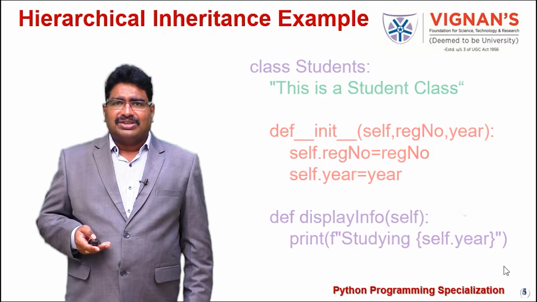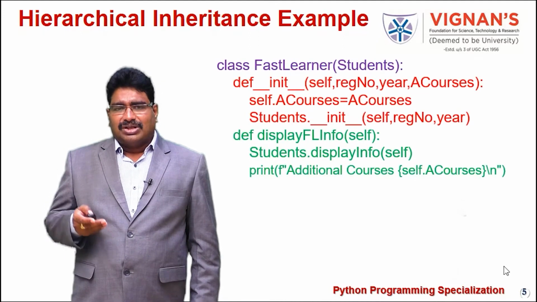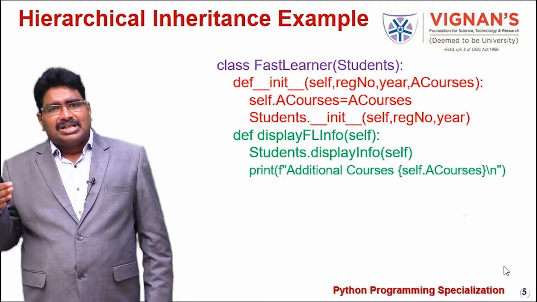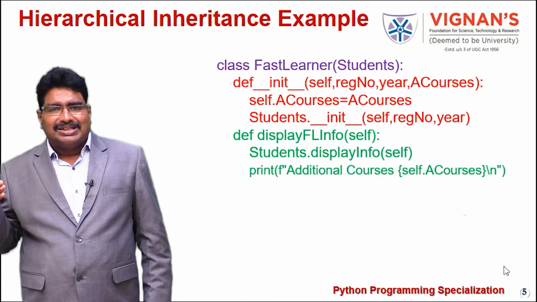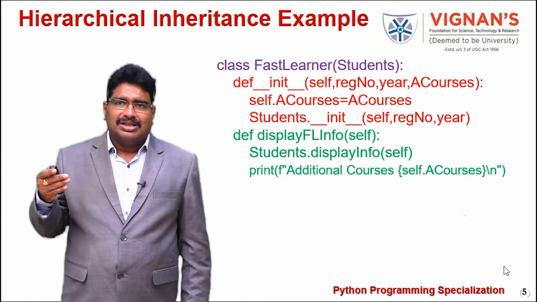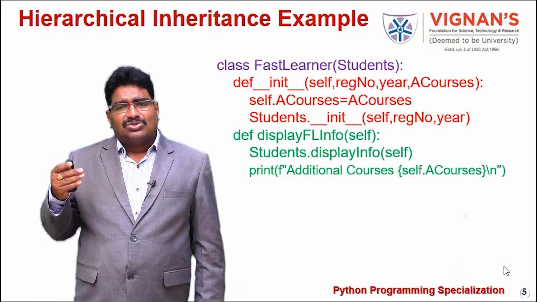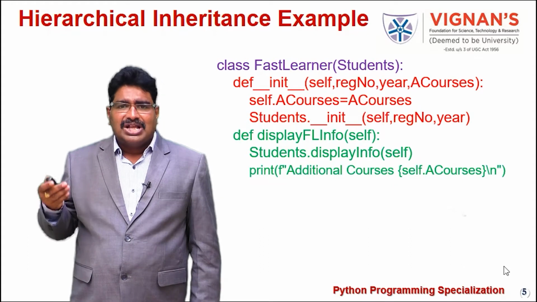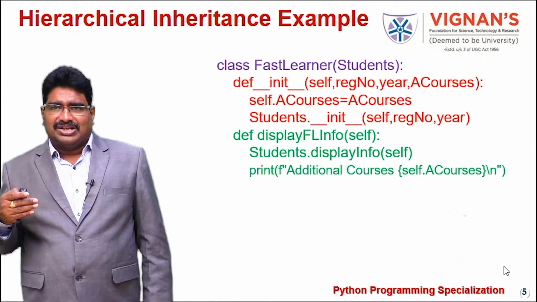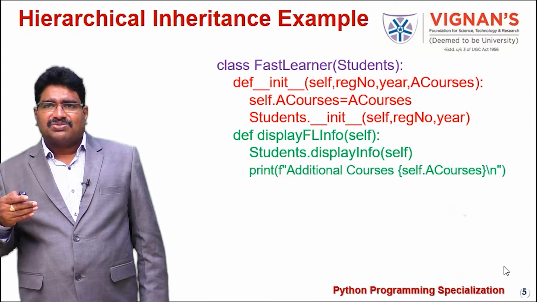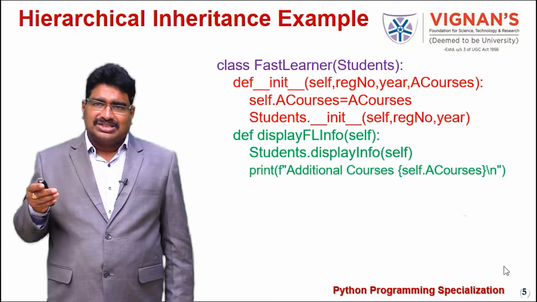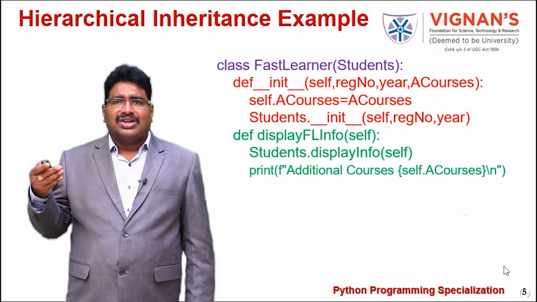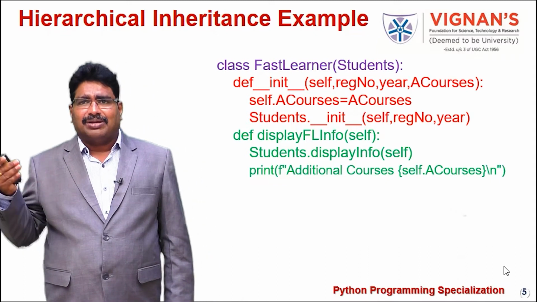Next, we define the fast learner. We already know that the fast learner is capable of learning some additional courses. So the fast learner inherits the attributes of the student, that is, the register number and year. In addition to that, what additional courses he is preparing for is also added in the fast learner. For that reason, we use the statement class fast learner of student. That indicates that the fast learner class is derived from the student class.